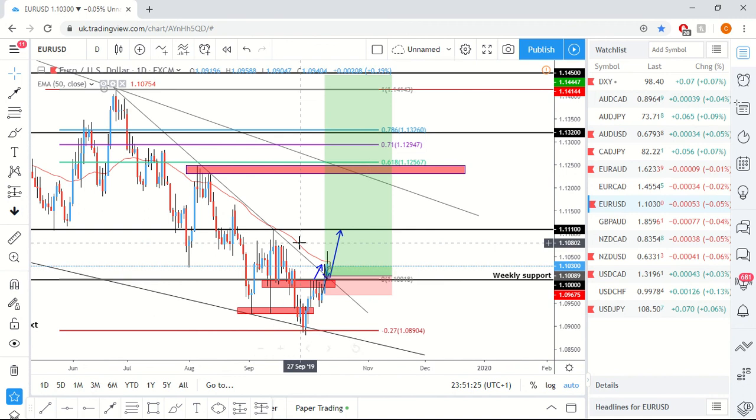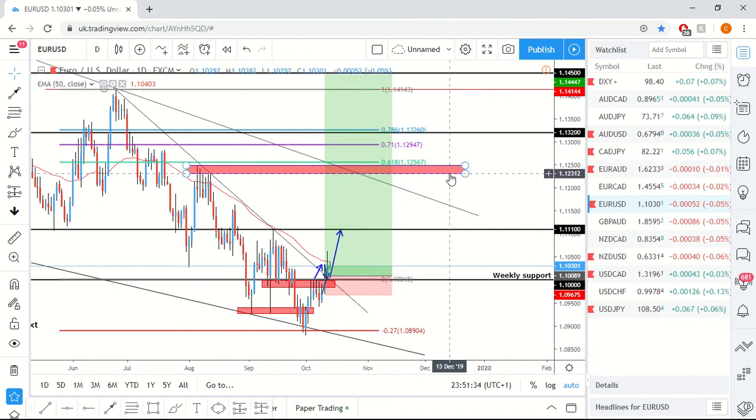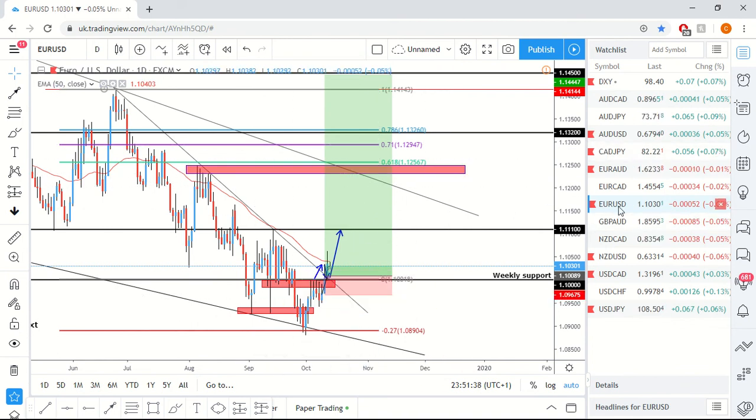And now we just watch this 50 EMA. We ideally want the break of the daily 50 EMA, and then a retest, and then we can really look to take this one long term long. But for now, I'm in this trade. I'm happy with it, and we can see where we're going to take it.